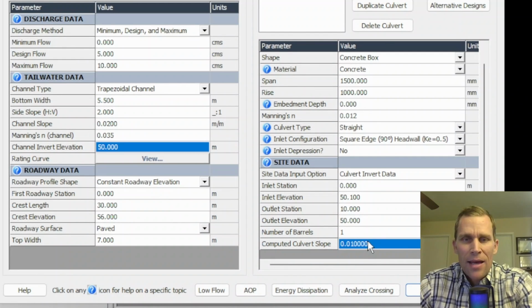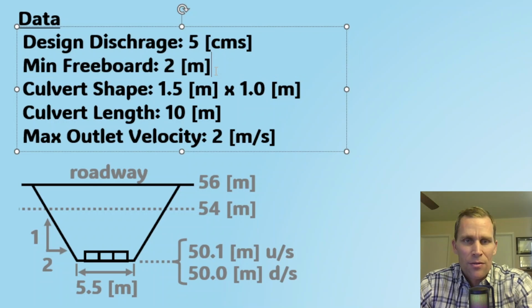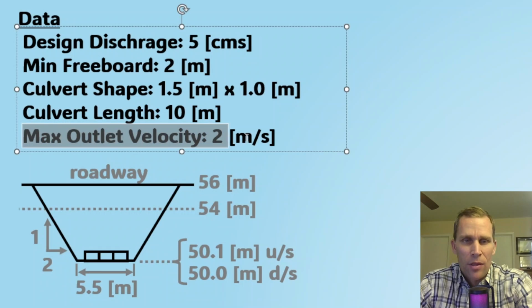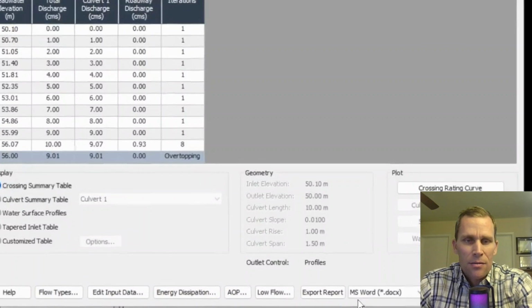Let's go ahead and take a look at our numbers and the velocity and headwater heights specifically, because those are the two requirements we have. When we look back at the notes, the minimum freeboard is 2 meters, which means 54 meters is our max headwater, and then the max outlet velocity is 2 meters per second. So those are the two requirements for this design. I'm going to click on Analyze Crossing.